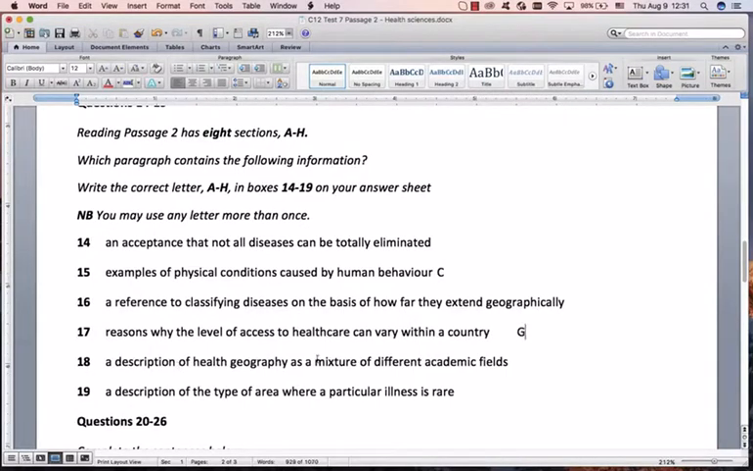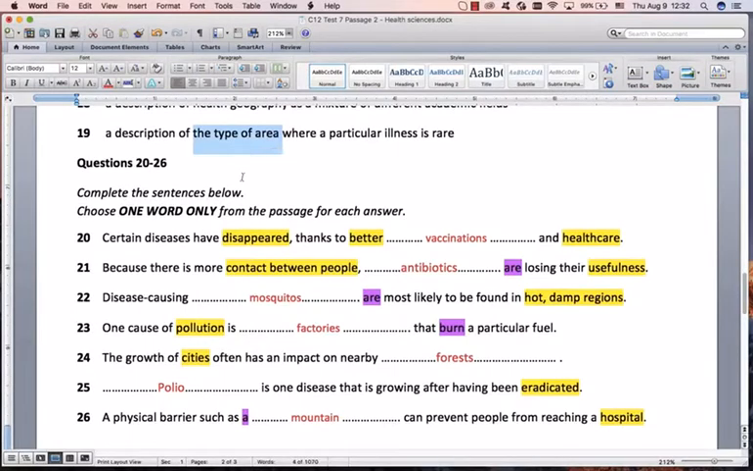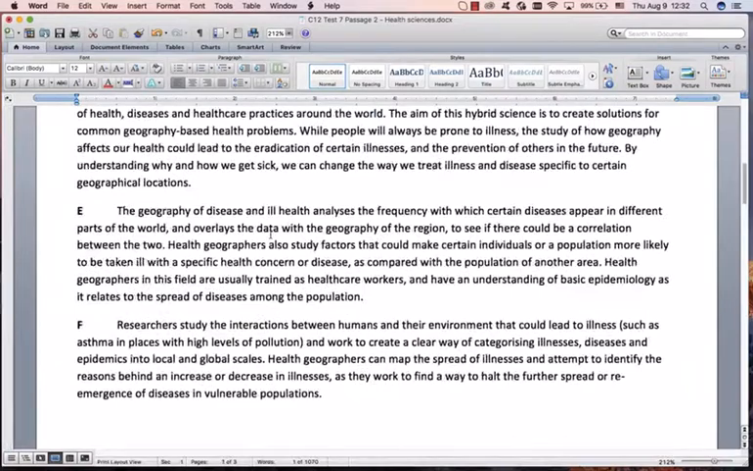Description of health geography as a mixture, academic fields. No, I don't remember anything. And description of the type of area where a particular illness is rare. Can you see where were we talking about area? Can you see a synonym for area in here? There it is over there, regions, area. So let's quickly take a look at that. A particular illness is rare.